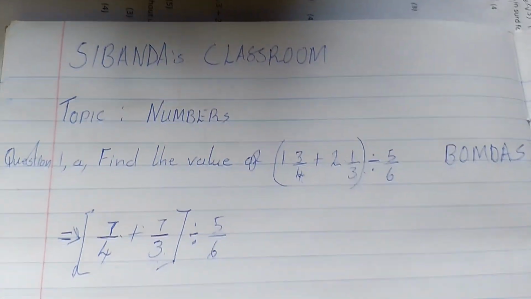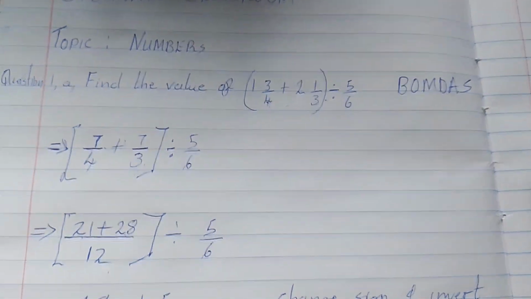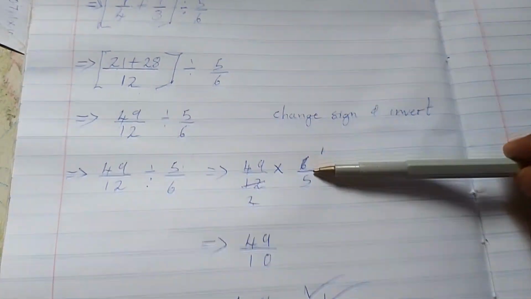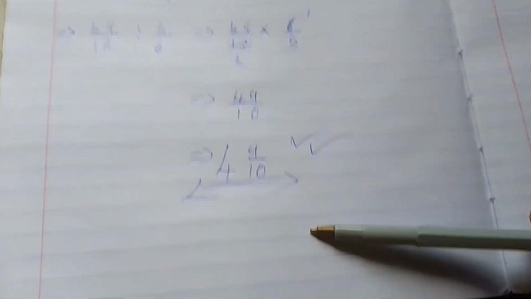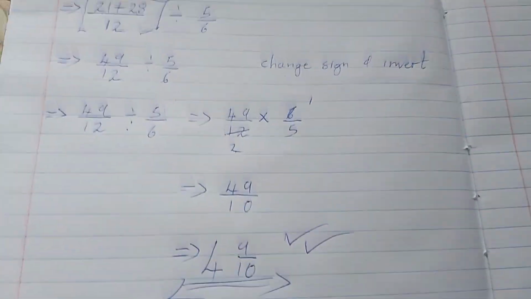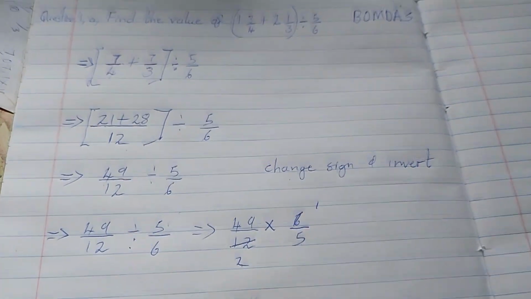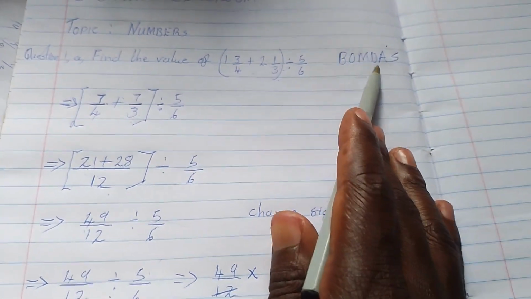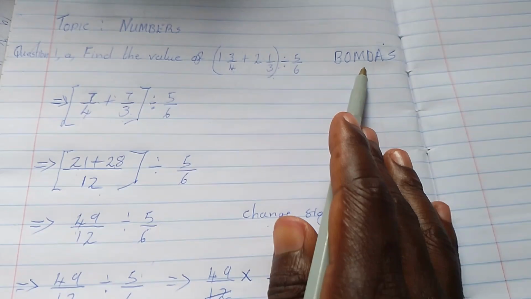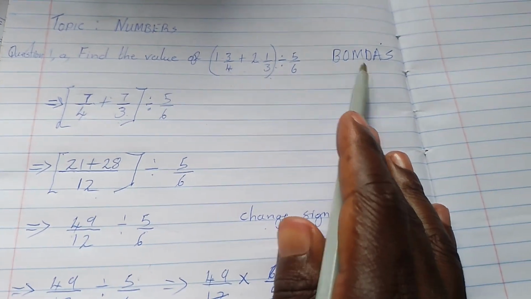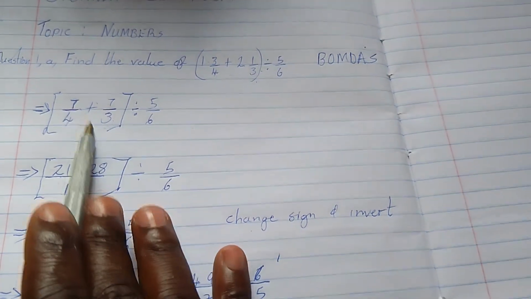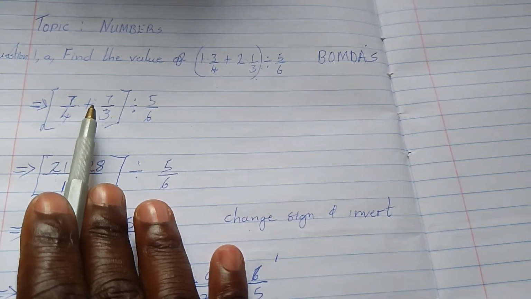So guys, just make sure you have captured everything from the start to the bottom here. And one thing you should never forget, guys, whenever given that question, don't forget to use BODMAS. Always use BODMAS. And when dealing with mixed fractions, always convert to improper fractions.